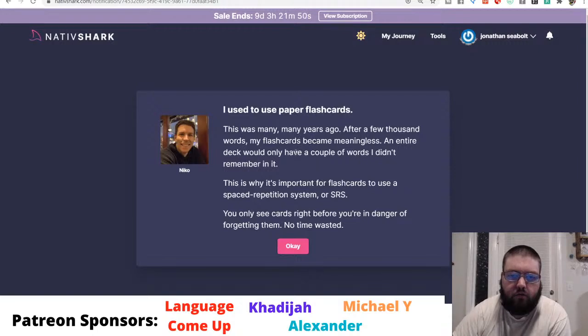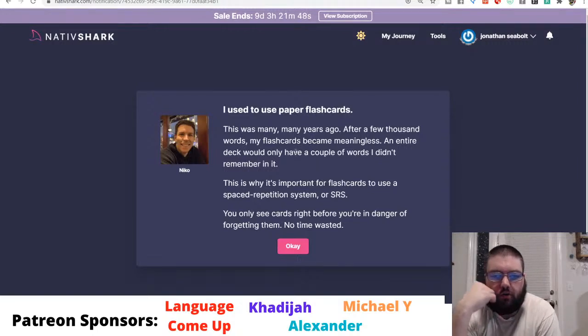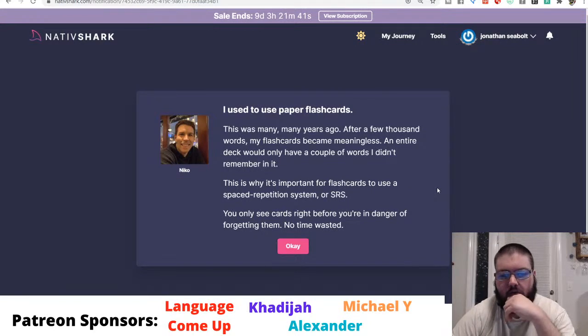Let's see. I used to use paper flashcards. This was many years ago. After a few thousand words, my flashcards became meaningless. An entire deck would have a couple of words and I didn't remember it. This is why it's important for a flashcard to use a spaced repetition system.